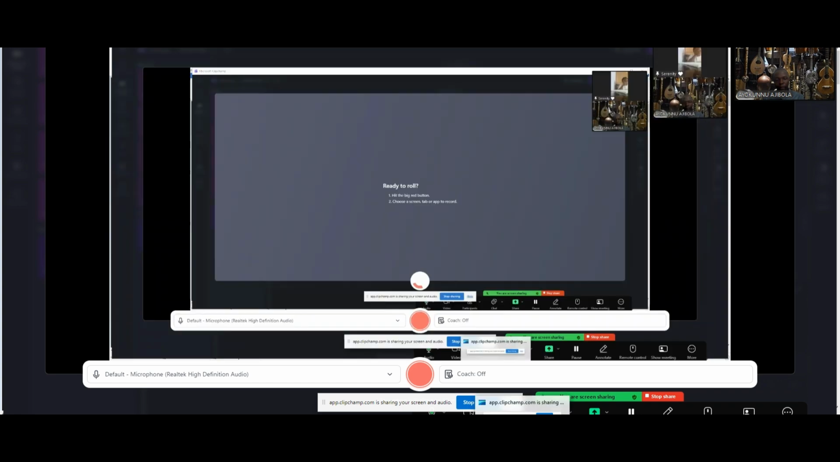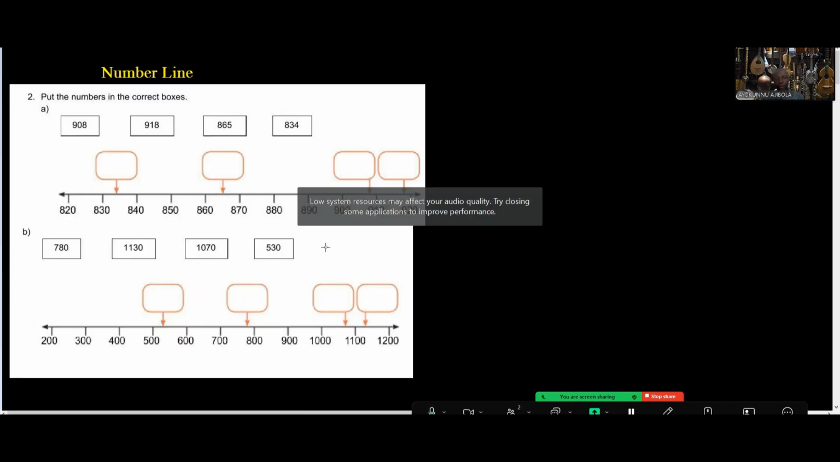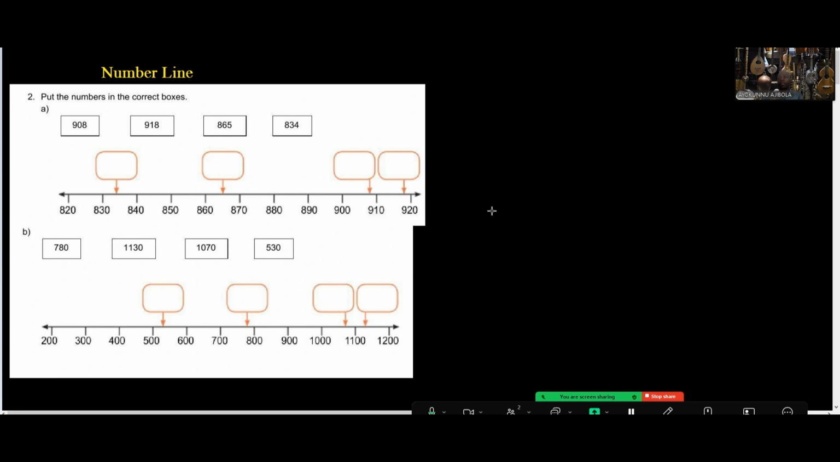Number line is a topic we're looking at, and like I said, it is a line that is used to represent numbers. At times it could contain negative numbers or positive numbers. But this time around, we will be working with only positive numbers, okay? Good. So let's look at this.